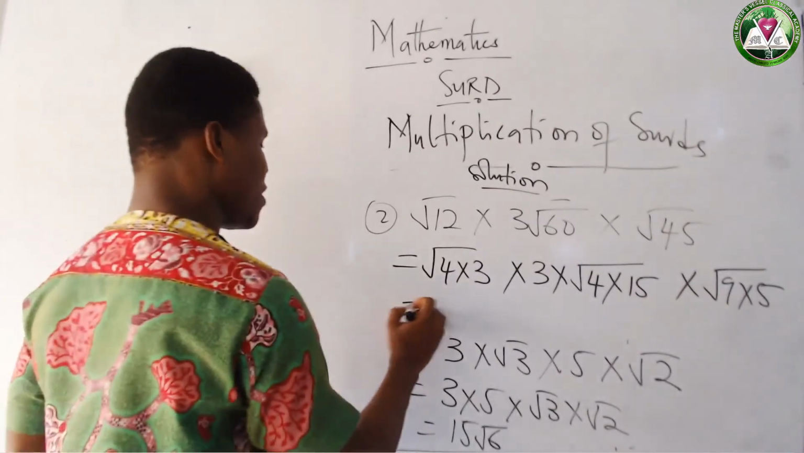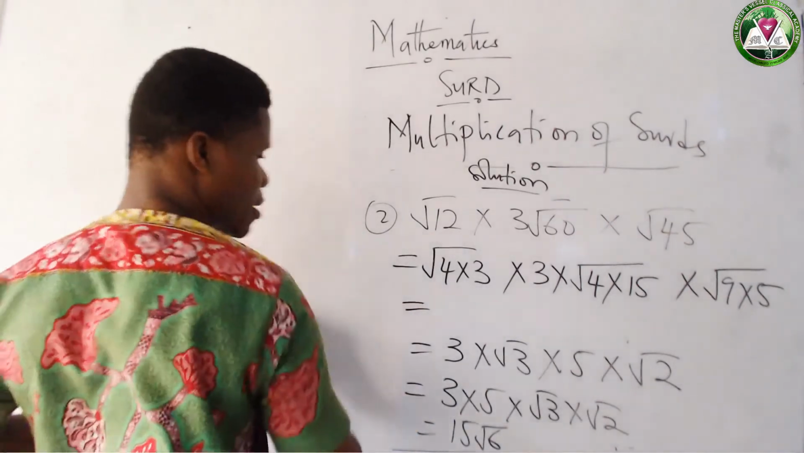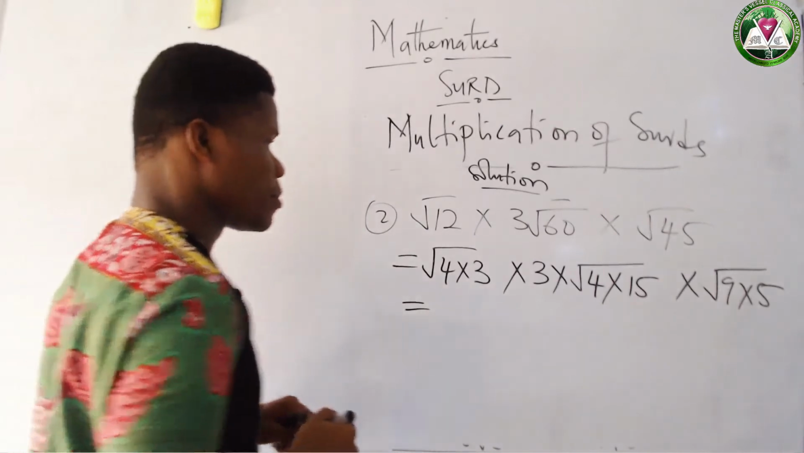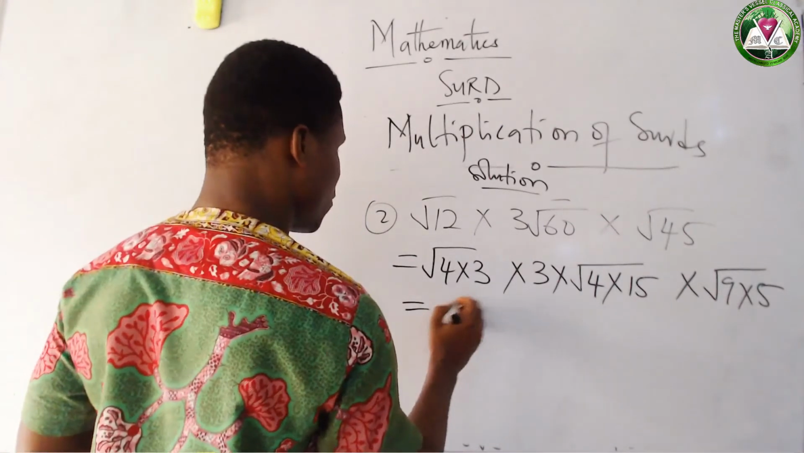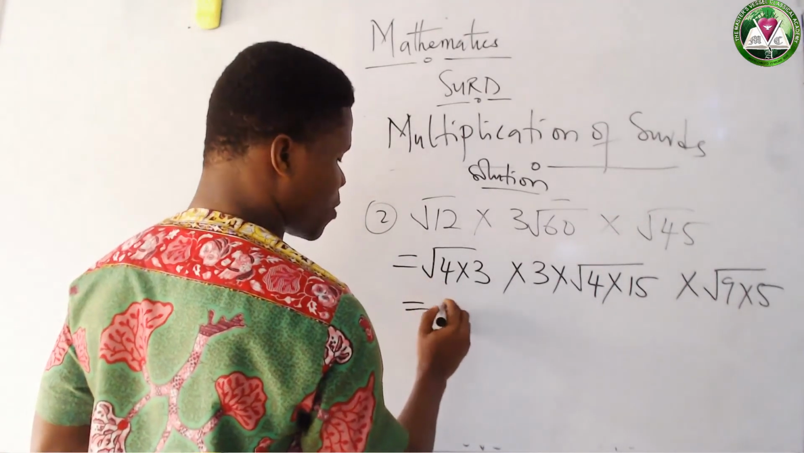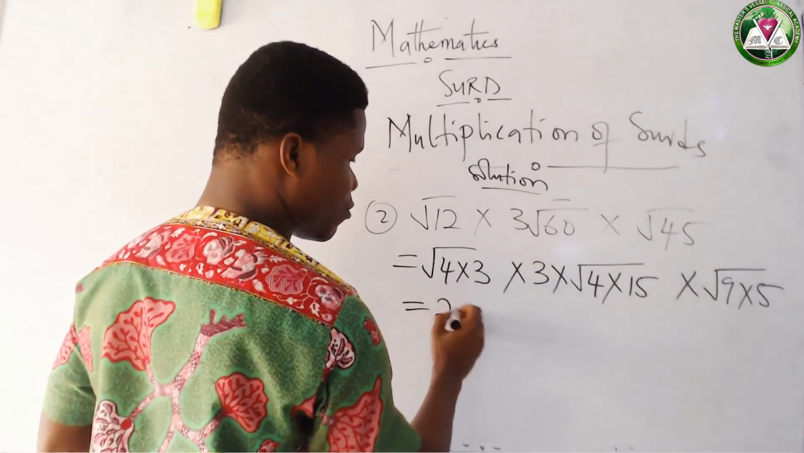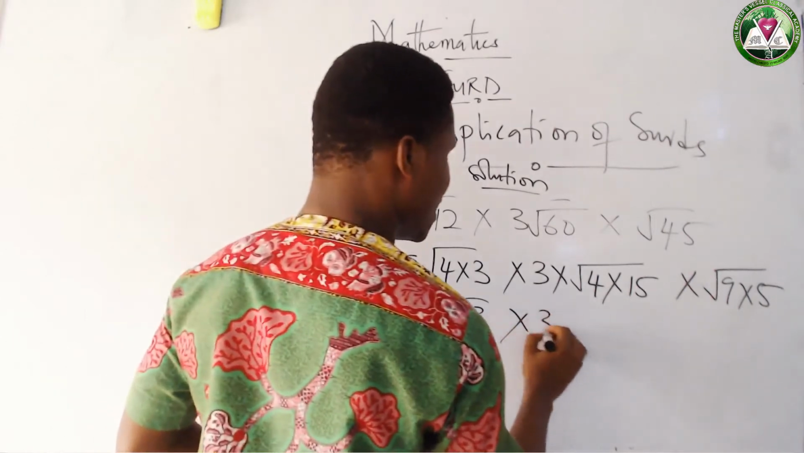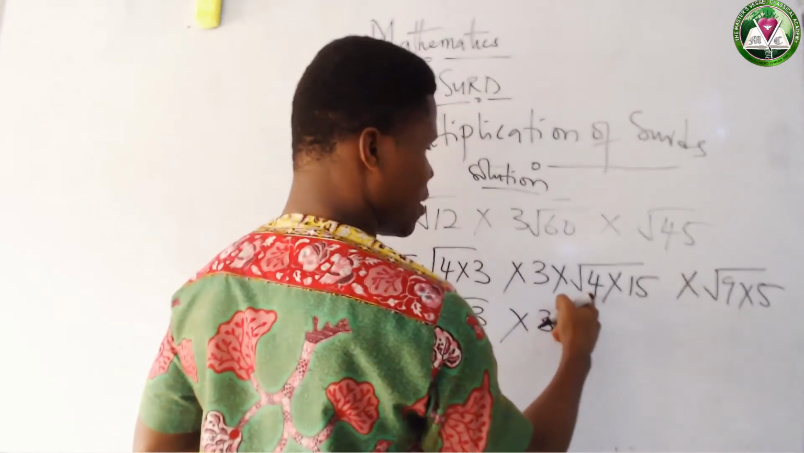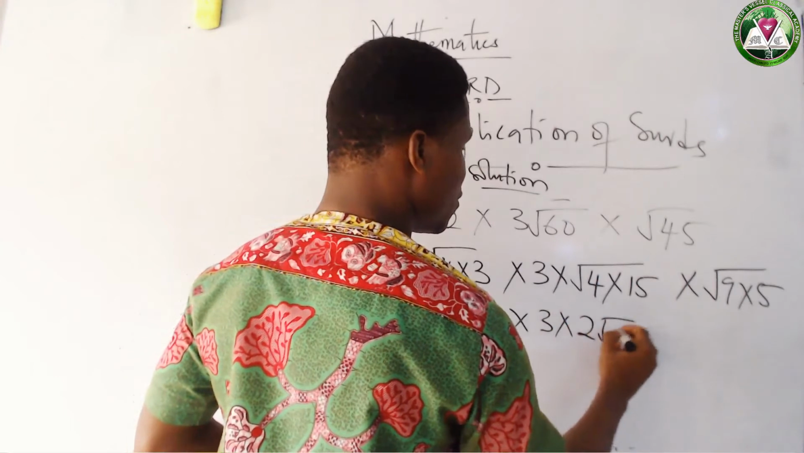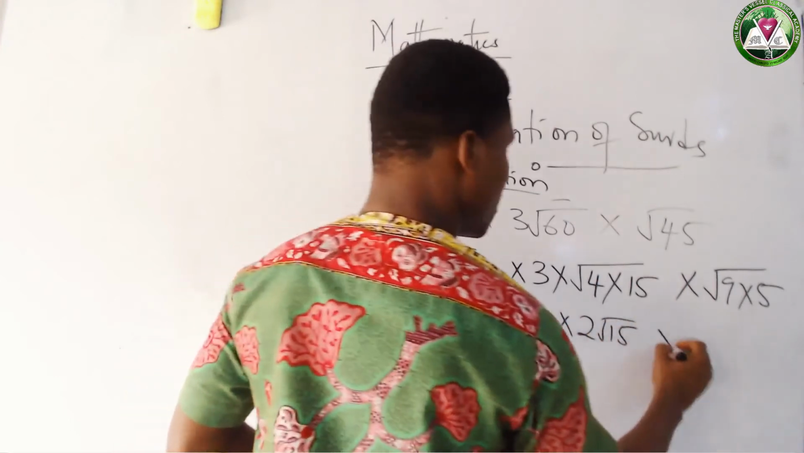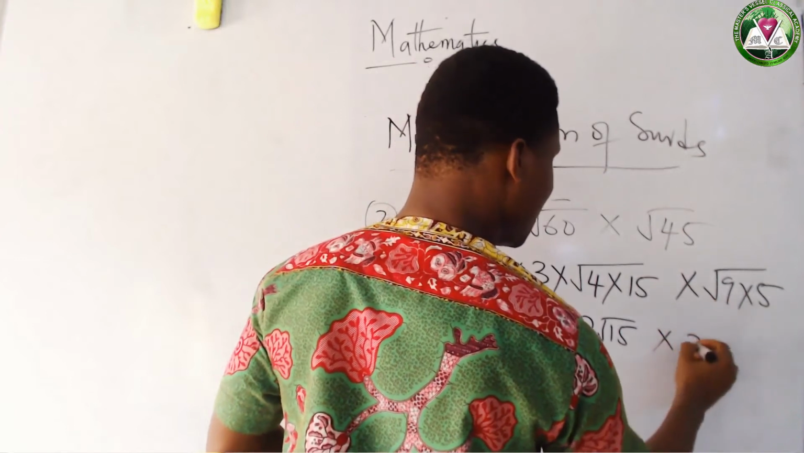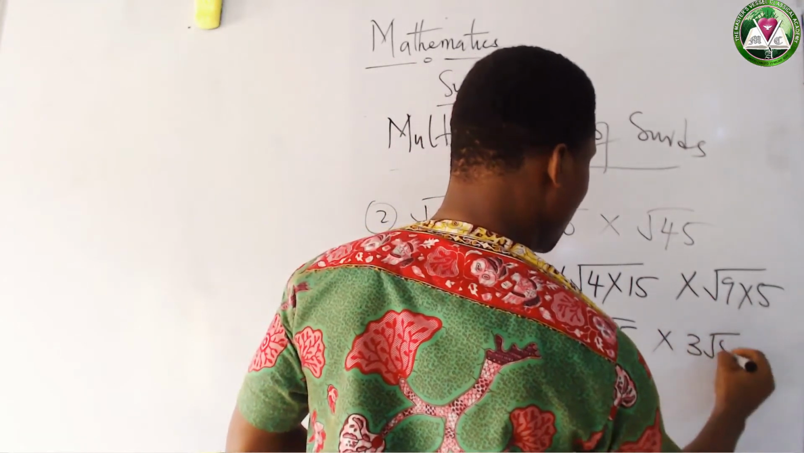So this will give us, let me clean up this one, 2 root of 4. Square root of 4 is 2. This is 2 root 3. And this is 3. And this is 2 root 15. Times, what do we have here? We have root of 9 is 3, root of 5.